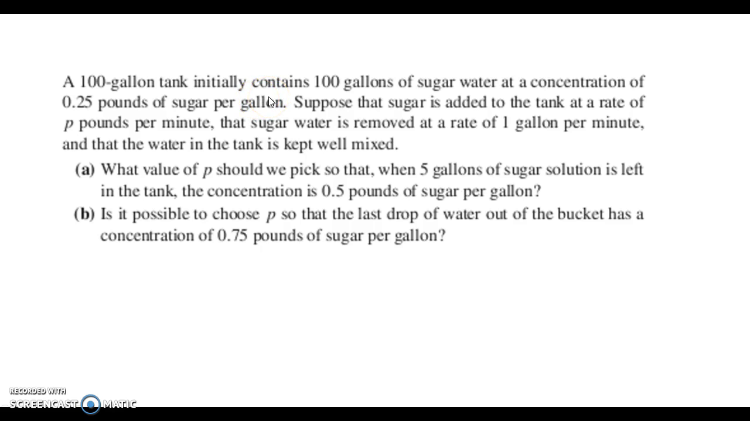Suppose that we add sugar to the tank at a rate of p pounds per minute. So we're just adding raw sugar, no liquid, into the tank. And the sugar water is removed at a rate of 1 gallon per minute. So then we're draining the actual liquid inside of there, and we're doing that at a rate of 1 gallon per minute. The water in the tank is kept well mixed, and we want to know what value of P we should pick so that when 5 gallons of sugar water solution is left, the concentration is 0.5 pounds per gallon.